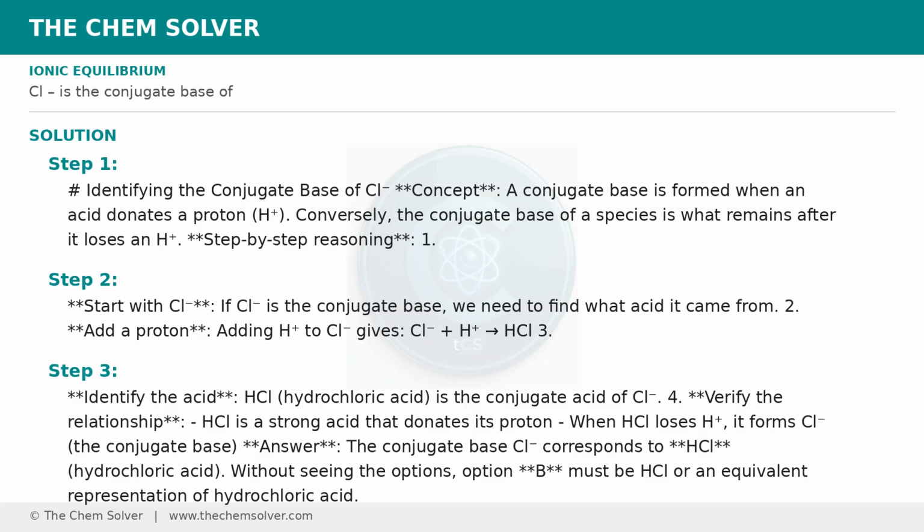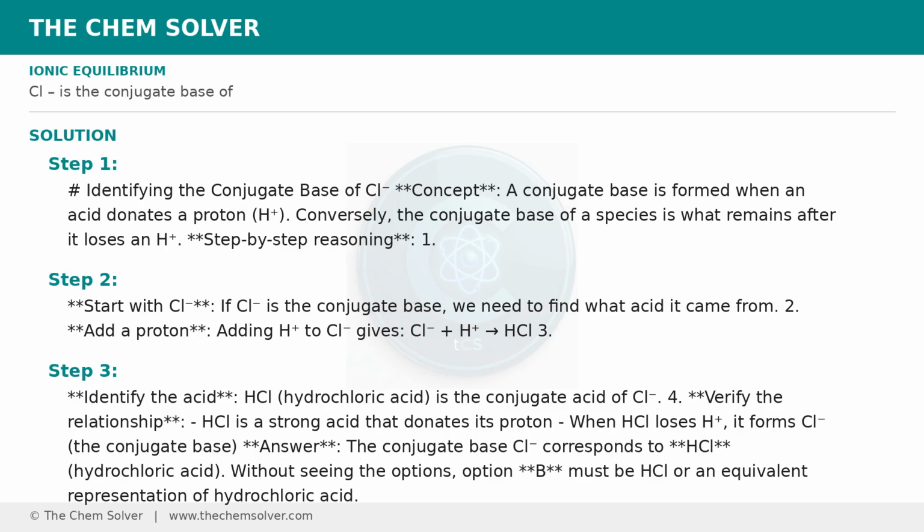Step-by-step reasoning. 1. Start with Cl⁻. If Cl⁻ is the conjugate base, we need to find what acid it came from. 2. Add a proton. Adding H⁺ to Cl⁻ gives Cl⁻ plus H⁺, which gives HCl.